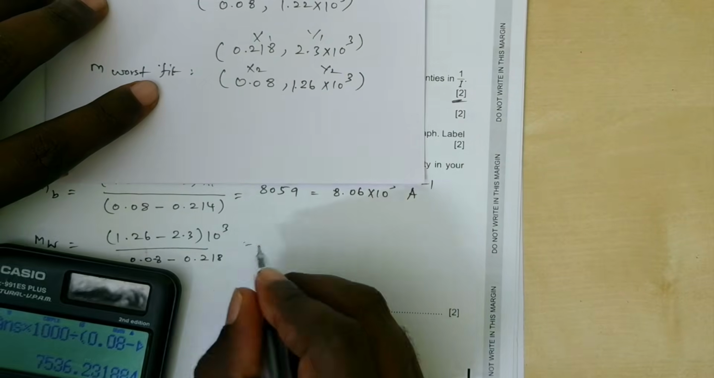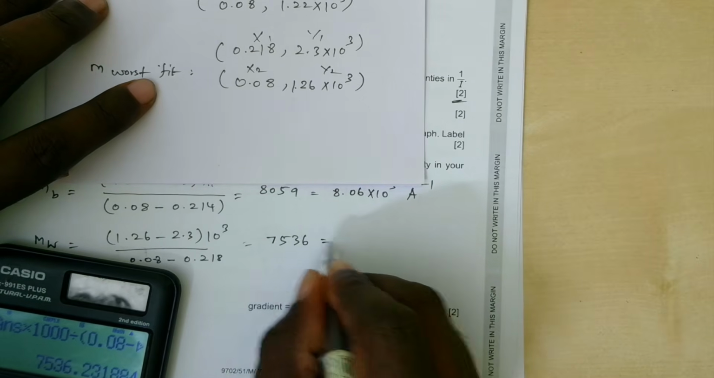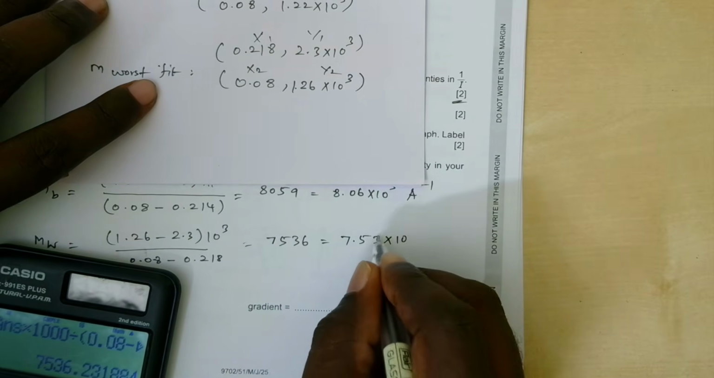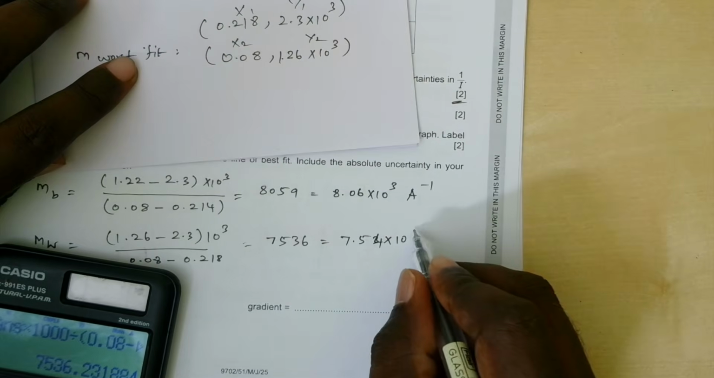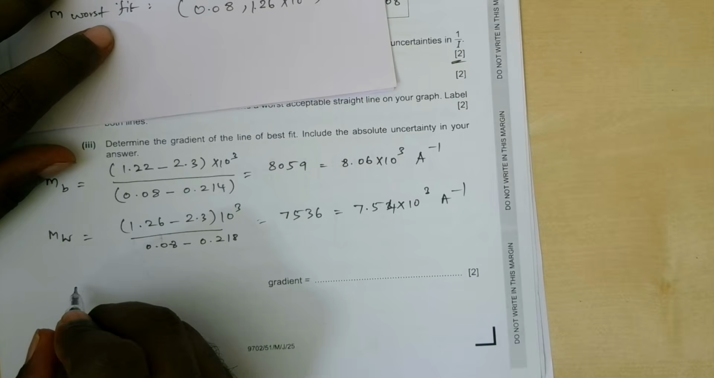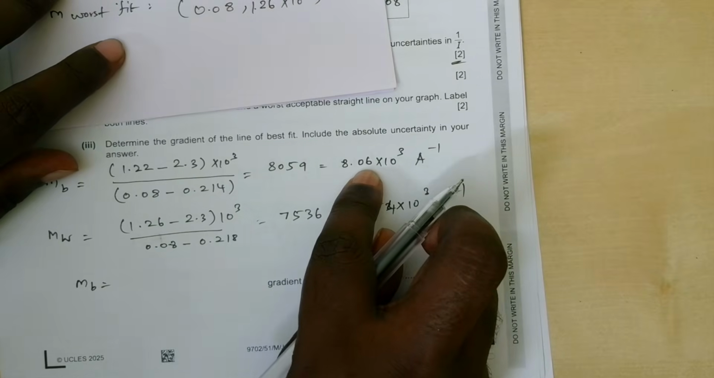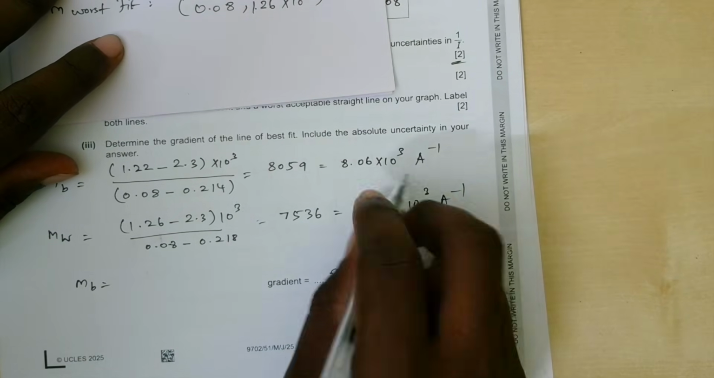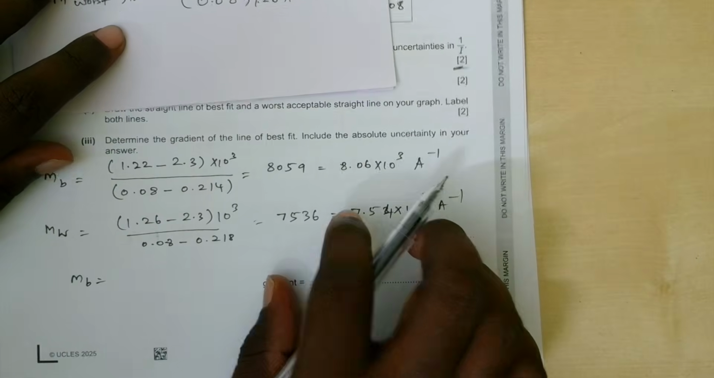So what I'll get is 7536, or 7.54 into 10 power 3 ampere inverse. Okay, sir. So now the line of best fit value is 8.06. Then you have to directly write the line of best fit 8.06. You have to write plus or minus, right?